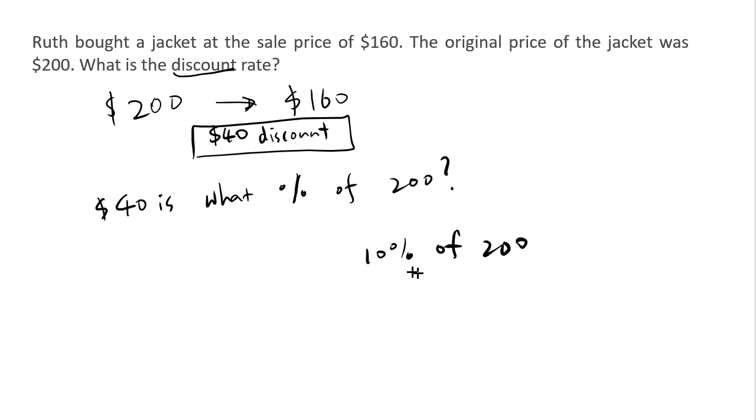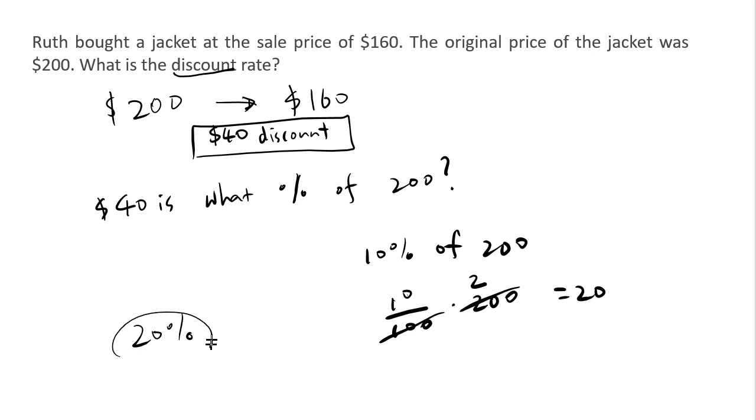10% means 0.1, or percent means over 100, okay? So 10 over 100 is what 10% is. Of means multiplication, 200. 200 divided by 100 gives you just 2. 2 times 10 gives you 20. So $20 is 10%. And therefore $40 must be 20%, right? So that's a quicker way to do it, but maybe this is not the best way to do it because it looks more like guessing rather than doing a solution.